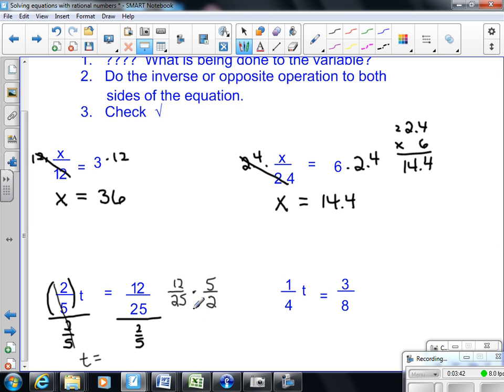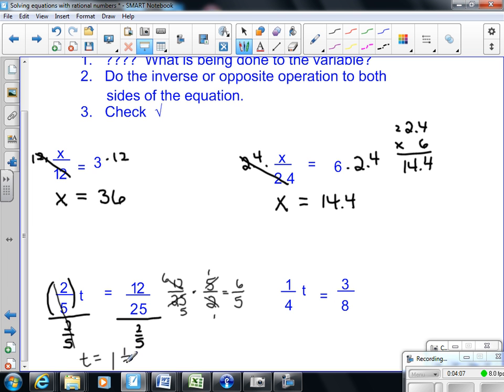Okay, now look at my multiplication. I need to see if I can simplify first, and I can. Can I simplify this way? Divide them both by 2. And then I multiply. 6 times 1 is 6. 5 times 1 is 5. That's improper, so change it to a mixed number. And what do you get?